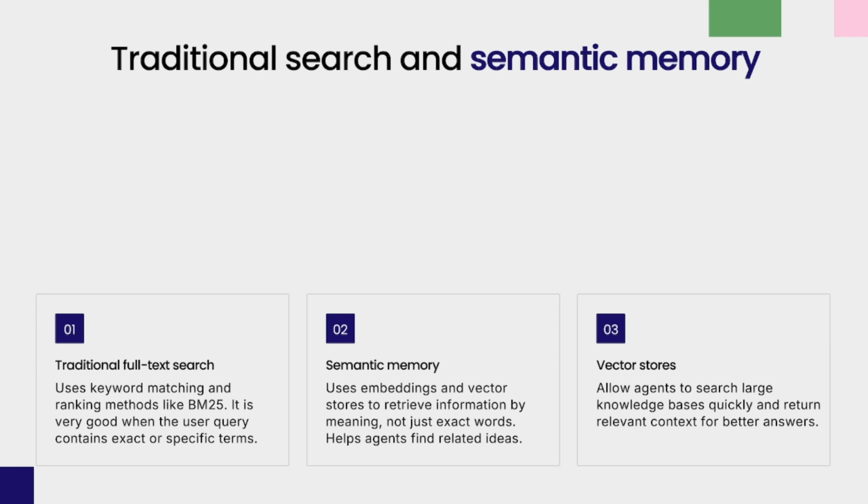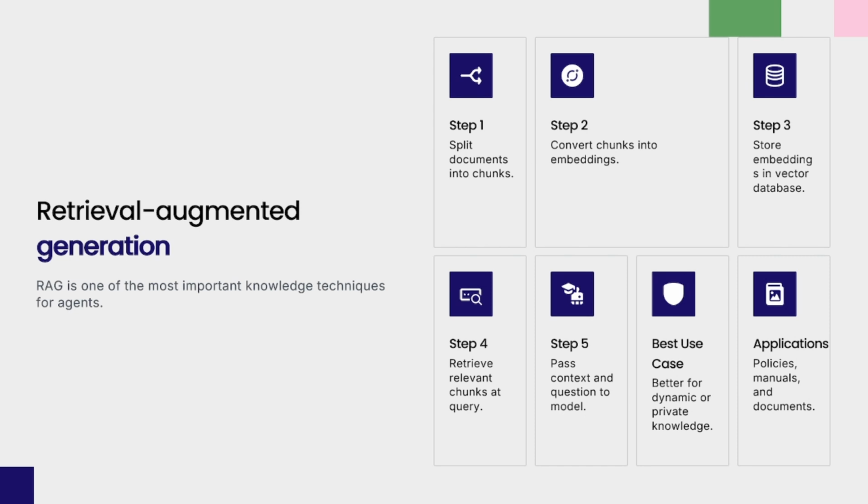Vector stores. Vector stores allow agents to search large knowledge bases quickly and return relevant context for better answers. Just as I said under semantic memory, which uses embedding and vector store at the same time, vector stores use the positional coordinate of the object to search for the object in the knowledge base, and it gives the exact response it corresponds to. And if it doesn't know, you can program it to say, if the object is not found, return "I don't know." So that is how they work.